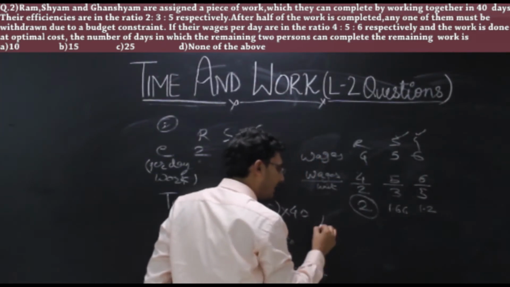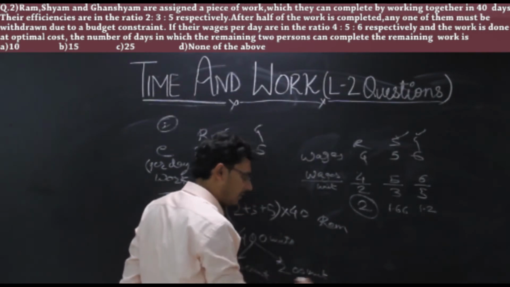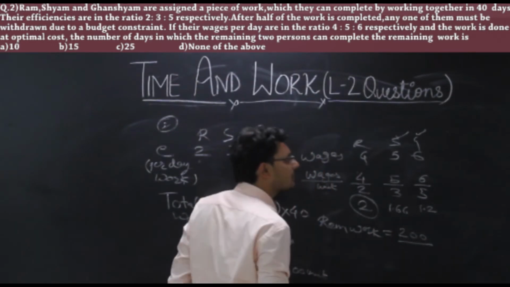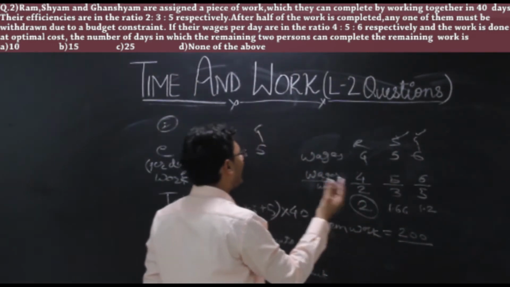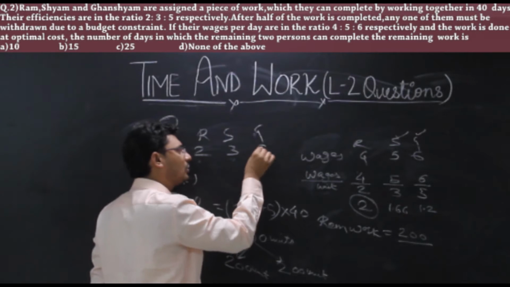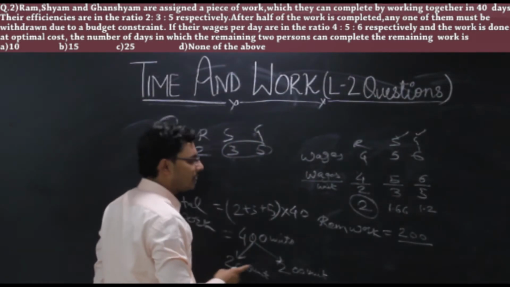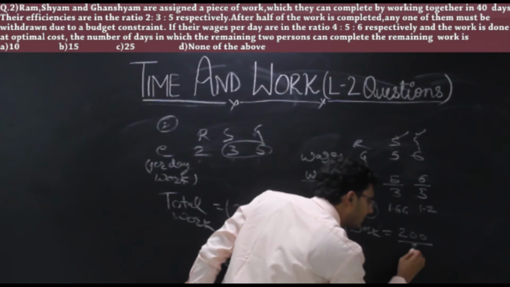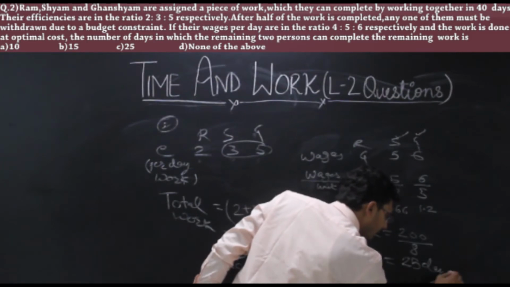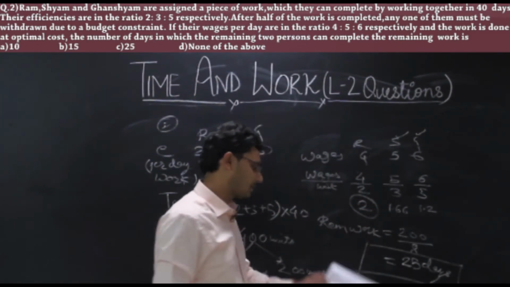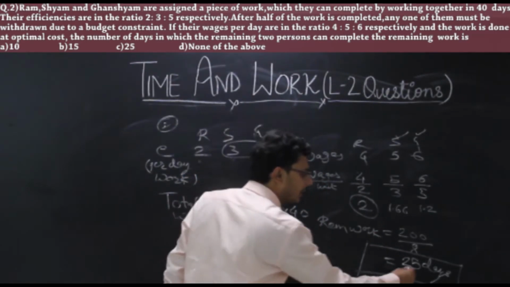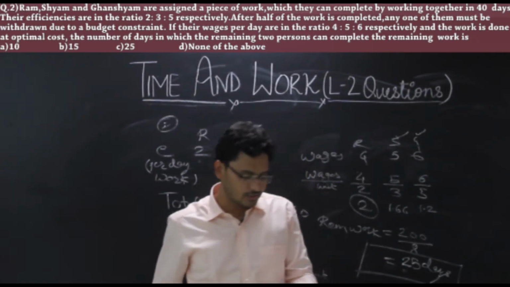and Ghanshyam. What is the remaining work? As we calculated here, the remaining half of the work is 200. This 200 work has to be done by Sham and Ghanshyam. What is their efficiency? Sham does 3 and Ghanshyam does 5. So together in a day they will do 8 units of work. So to complete 200 units of work, they will require 200 by 8, 25 days. And that is my answer. He further asks what is the number of days for the remaining 2 persons. So my answer would be that for the remaining half of the work, they will together take 25 days to complete. So my answer is 25, option C.